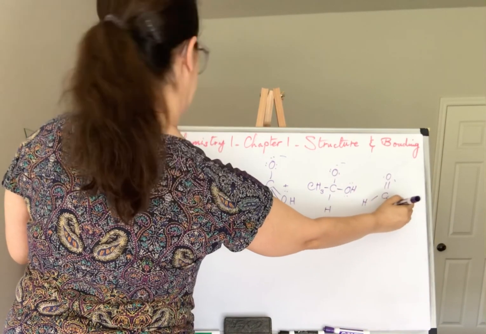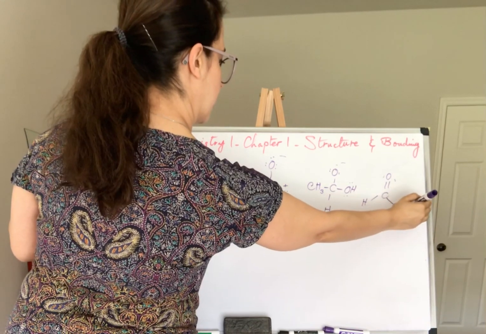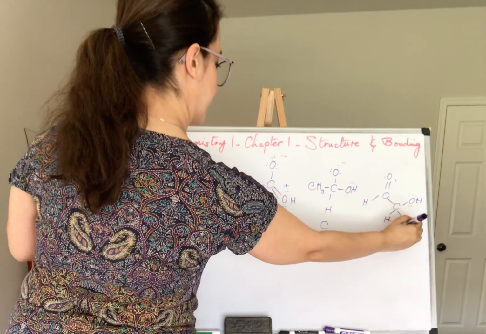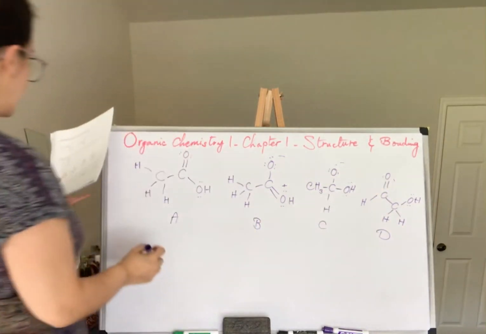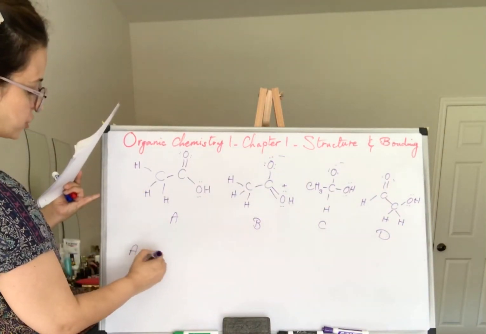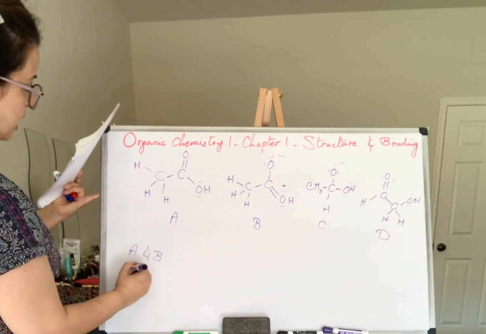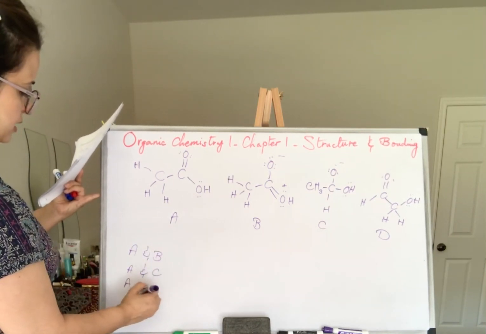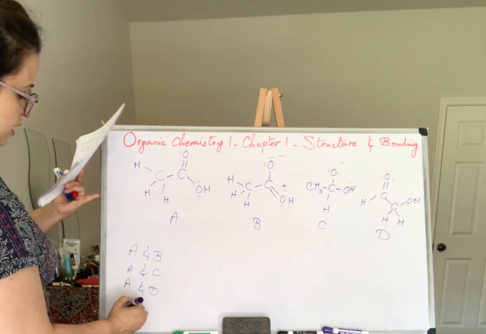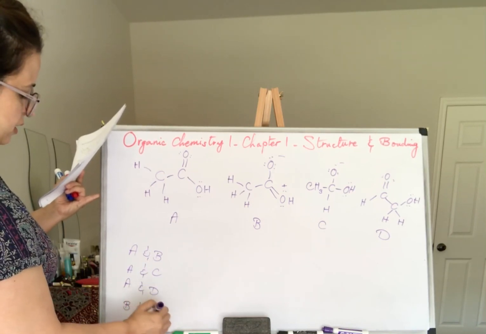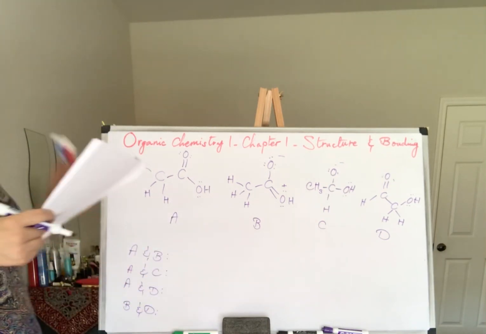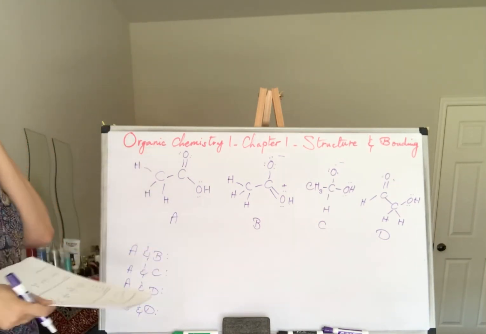And this is compound D. So we are supposed to find the relation between these compounds: A and B, A and C, A and D, and B and D.